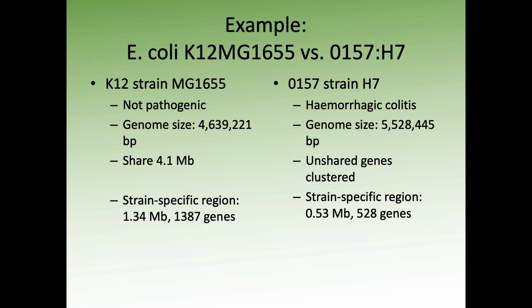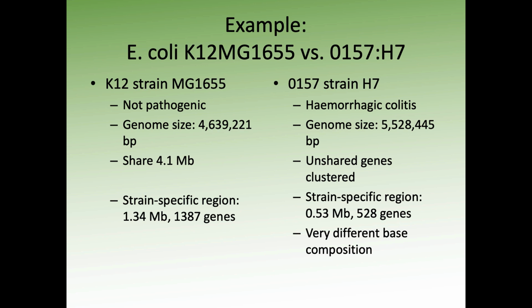And the regions that are unshared tend to be genes that cluster together. If we look at the strain-specific genes in each of these regions, we can see that there are about 1,300 of them specific to the K12 strain, whereas in the pathogenic strain, there are about 528 genes in that region.